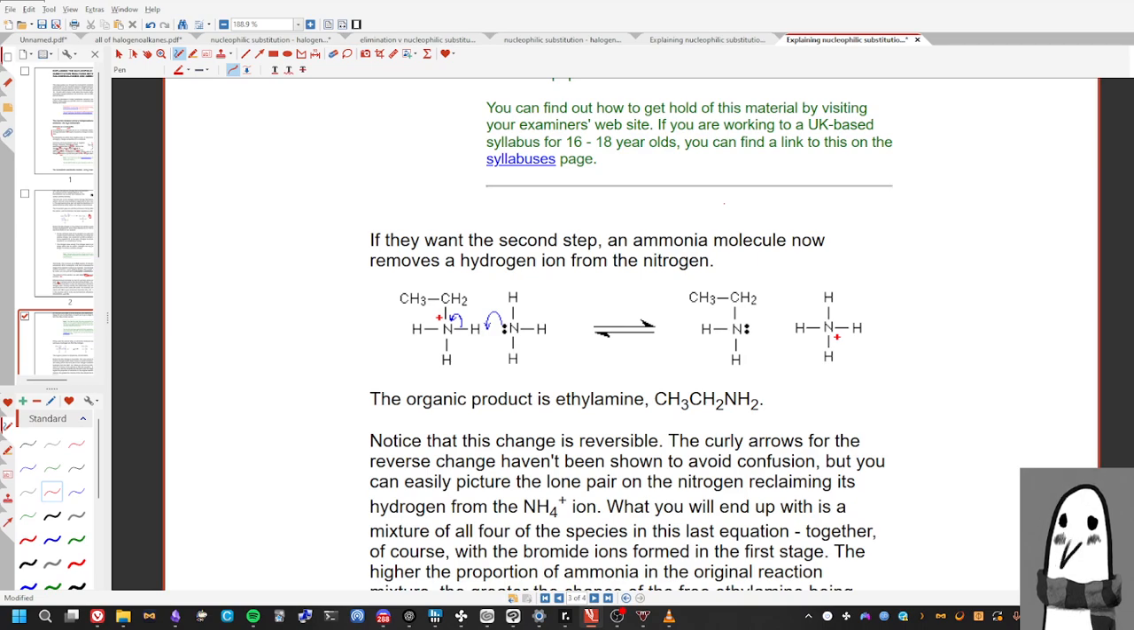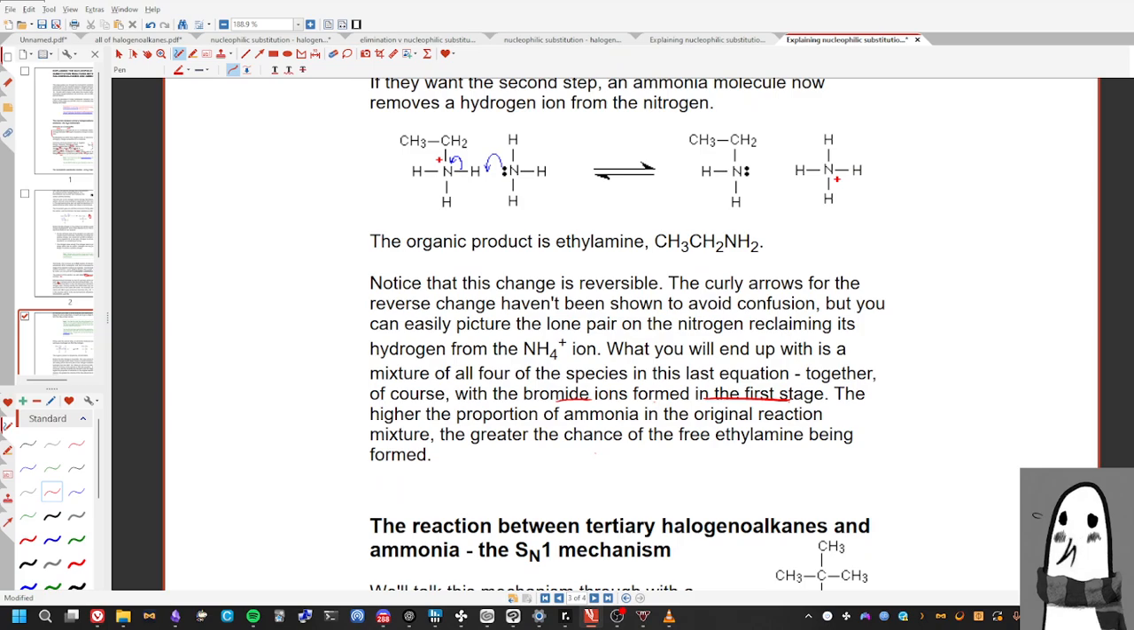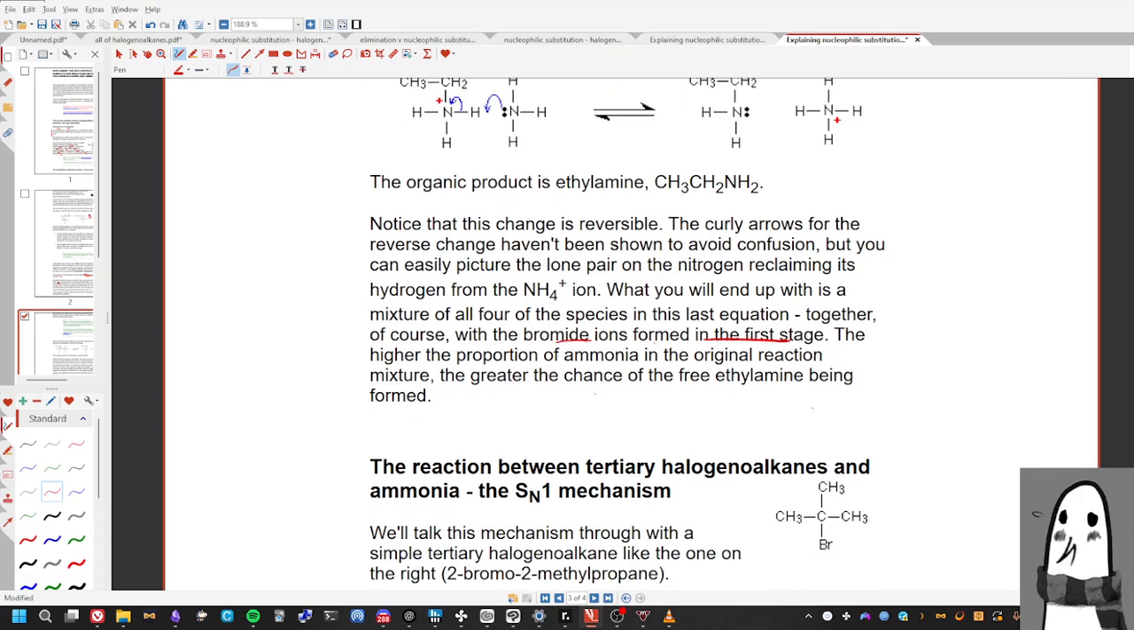What you will end up with is a mixture of all four together. You're going to have bromide ions, Br minus, from the first stage. You're going to have a proportion of ammonia in the original reaction mixture, right? Because you're having concentrated ammonia in ethanol. The higher the proportion of ammonia, the greater the chance of the free ethylamine being formed. Free ethylamine being the ethylamine with the lone pair.